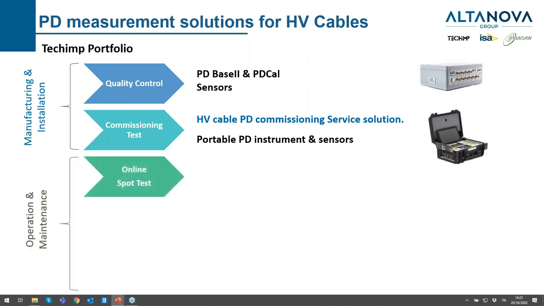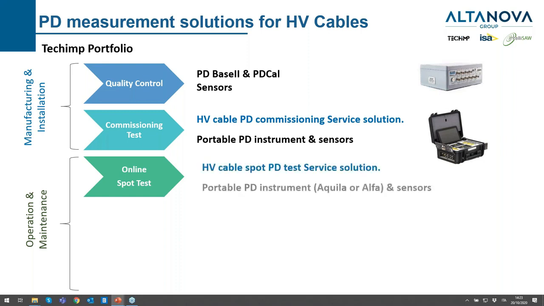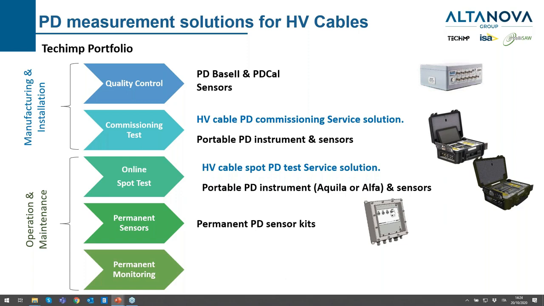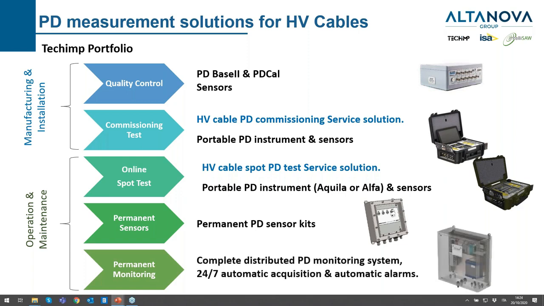For the operation and maintenance side of the life of the asset, we can perform online spot tests as a service solution, or with a portable PD instrument that can be Aquila or Alpha and related sensors. Permanent sensor kits are very useful to have an easier and more effective way to test the cable during its lifetime. It's also the first step to install a permanent monitoring system, which will be a complete PD monitoring that analyzes the PD data 24/7 and triggers alarms in case of PD activities.